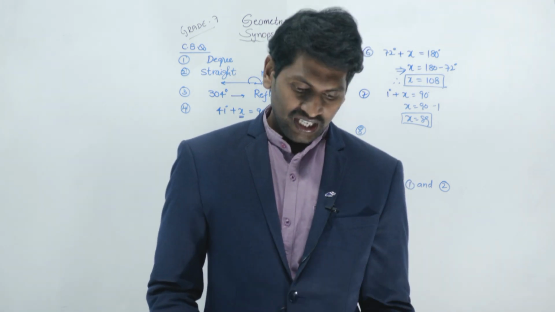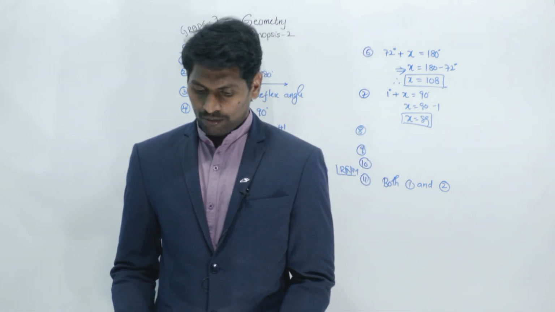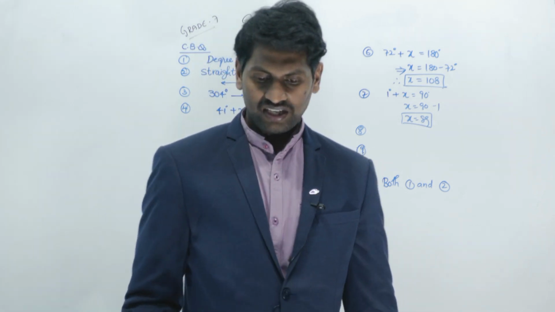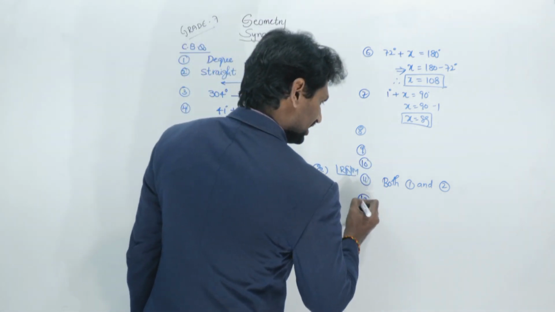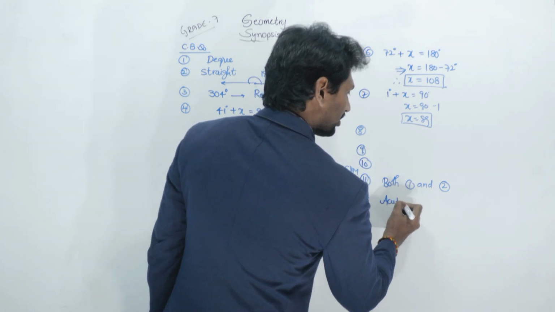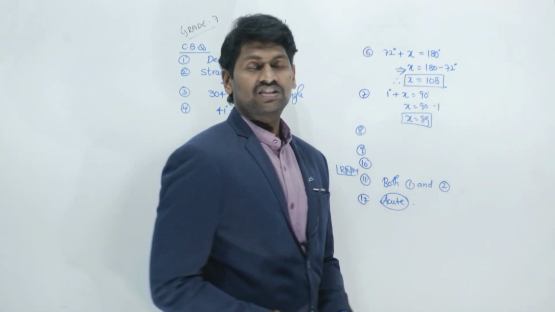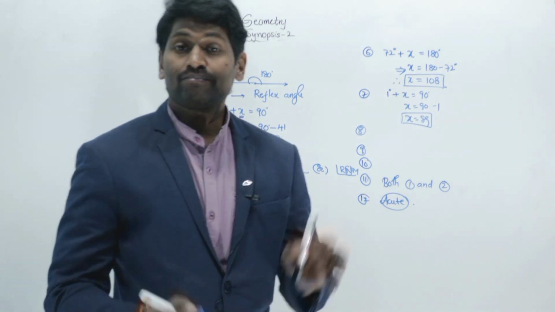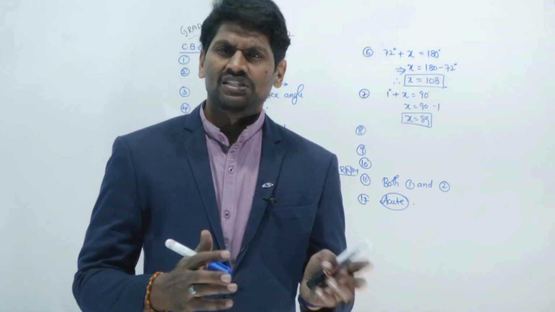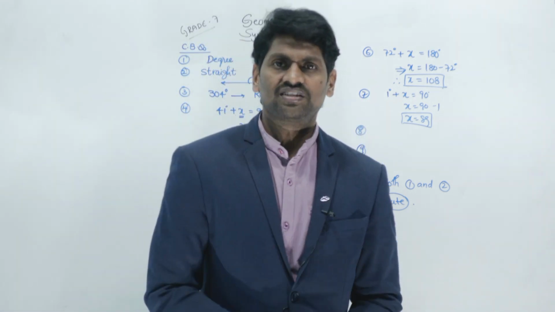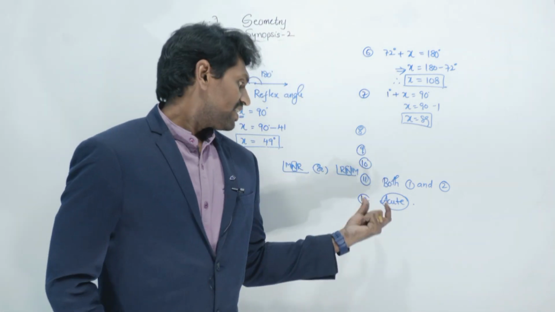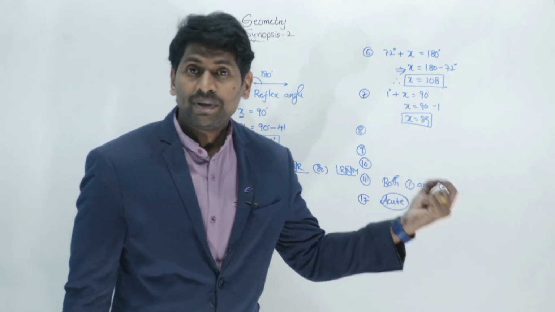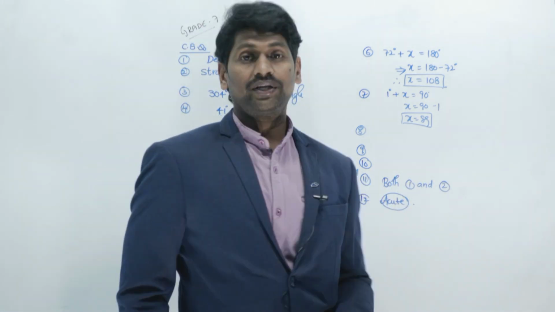12th question. Each angle in a pair of complementary angles is acute. Acute means less than 90 degrees. While you are observing complementary, the sum of two angles is 90. That means each angle is definitely less than 90 degrees. So we can take this one: each angle in complementary is acute.